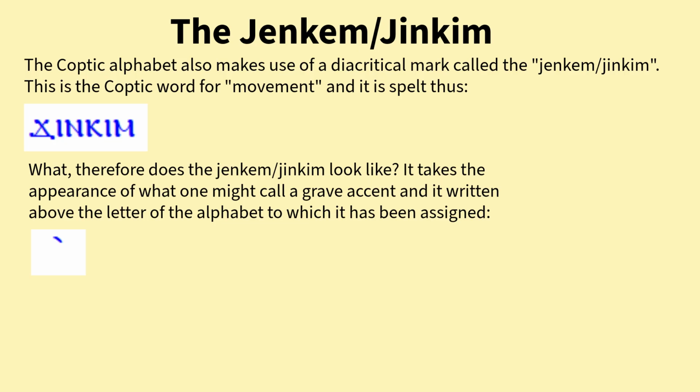We now move on to what's called the jenkim or the jinkim. As I've written here, the Coptic alphabet also makes use of a diacritical mark called the jenkim or the jinkim. This is derived from the Coptic word for movement, and it is spelled thus, as you can see here. So, what does the jenkim or jinkim look like? It takes the appearance of what one might call a grave accent, and it is written above the letter of the alphabet to which it has been assigned. And you can see it here as if it was written above a letter.